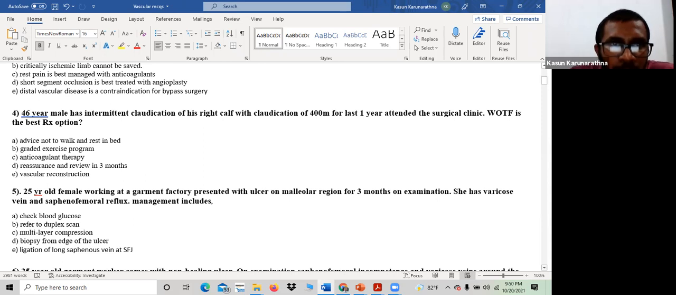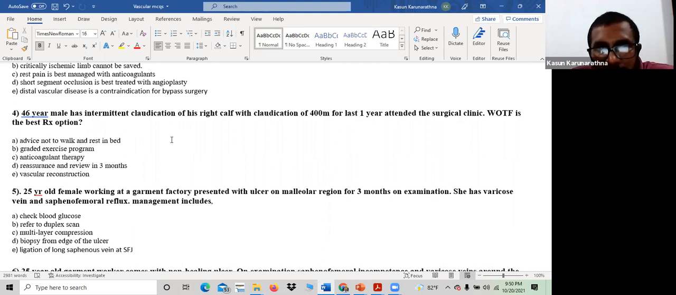A 46-year-old male has intermittent claudication of his right calf with a claudication distance of 400 meters for the last year, and he has attended the surgical clinic. Which of the following is the best treatment option? Again, the same thing. Advice not to walk and rest, that is false. You should ask the patient to do exercises, to walk till they get pain and walk through the pain, with optimal medical treatment and optimization of diabetes and dyslipidemia.